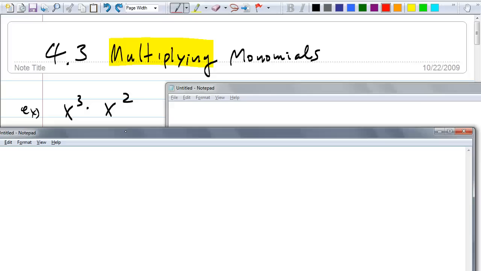How many people agree with Jason? Anybody have a different answer? Did anybody come up with x to the 6th power? Just do 3 times 2? Do we add the exponents or multiply? It says multiplication, but are we multiplying them? Right, exactly. Even though we're multiplying, let's think about this.